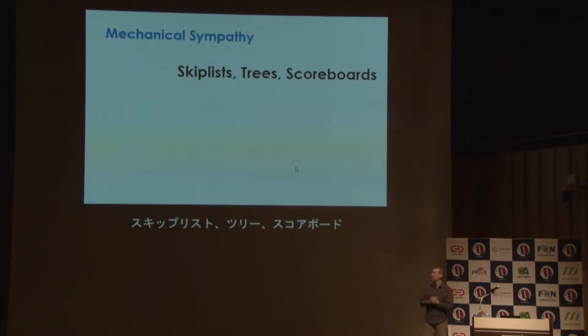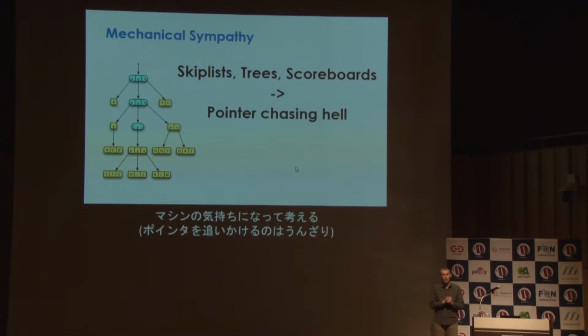Now, to do this, we typically use a number of different types of data structures. Things like skip lists, trees, scoreboards. But there's an interesting problem with all of these types of data structures. If you look at how they are put together, there are nodes with pointers to other nodes, and we've got to follow these pointers. Following each of those pointers are the data-dependent loads that I was talking about that were taking 90 nanoseconds plus at a time. These are the most expensive operations we have.